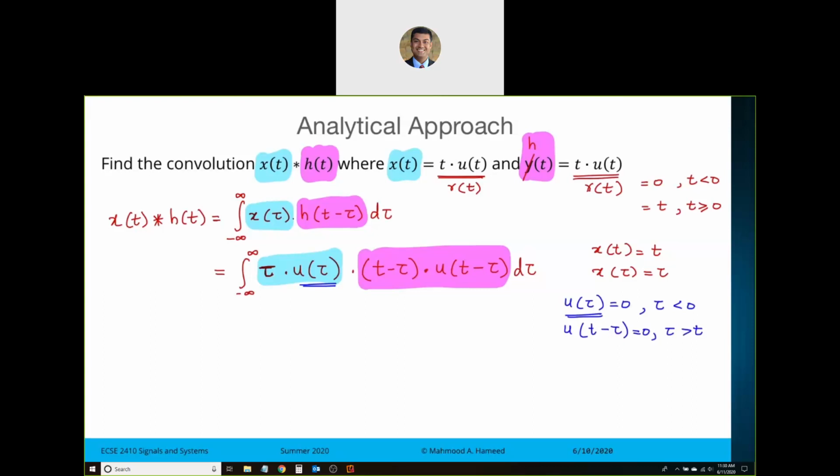By using these two things, we know that there is not going to be any overlapping region when you multiply these two signals below 0 and above t. Below 0 because of this, and above t because of this. So I can adjust my integration limits to 0 to t by using the unit steps. Inside that time 0 to t, u of tau and u of t minus tau both are 1. So I don't even need to write those. I simply have tau multiplied by t minus tau d tau.